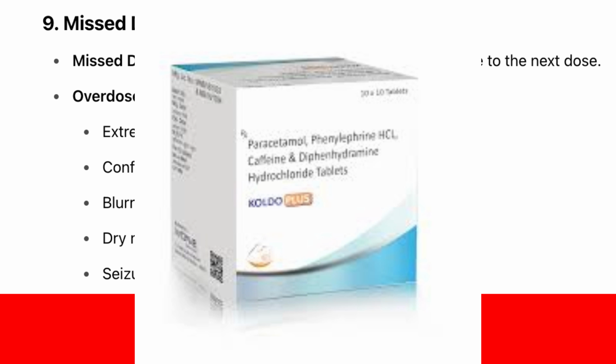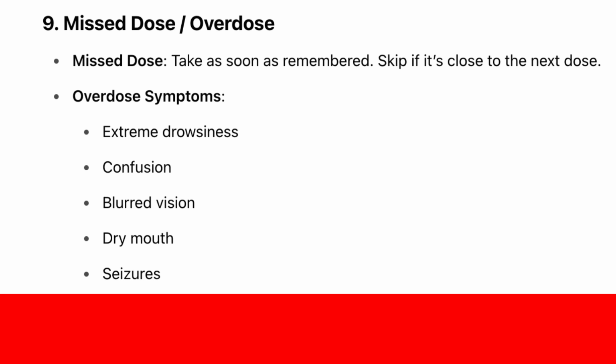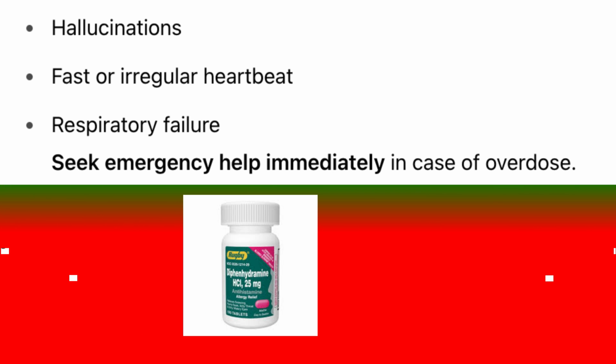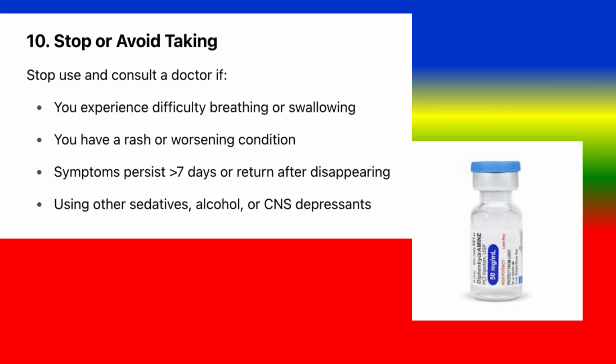Overdose symptoms: extreme drowsiness, confusion, blurred vision, dry mouth, seizures, hallucinations, fast or irregular heartbeat, respiratory failure. Seek emergency help immediately in case of overdose. 10. Stop or avoid taking. Stop use and consult a doctor if you experience difficulty breathing or swallowing, you have a rash or worsening condition, symptoms persist 7 days or return after disappearing, or you are using other sedatives, alcohol, or CNS depressants.